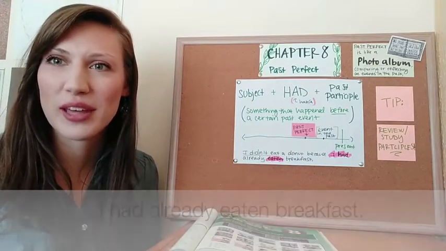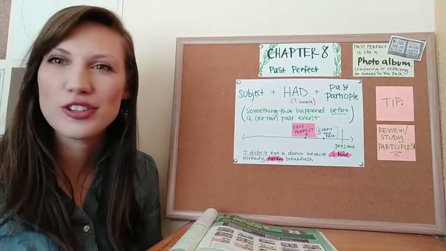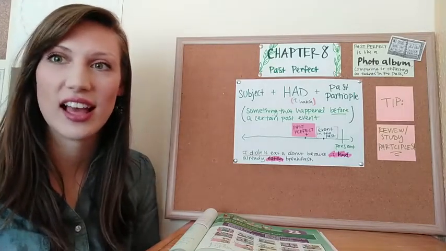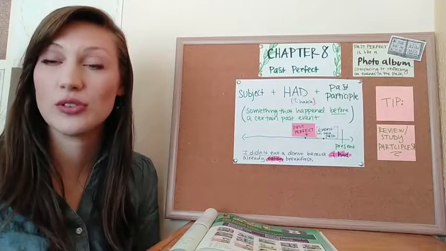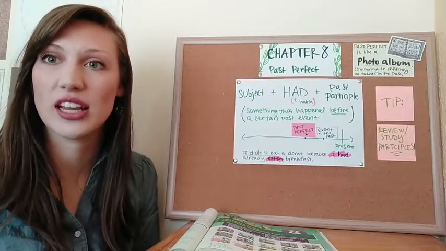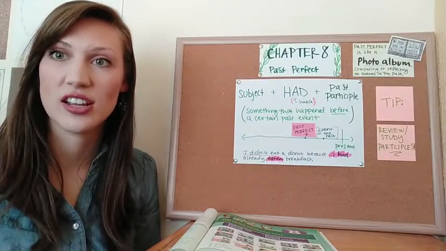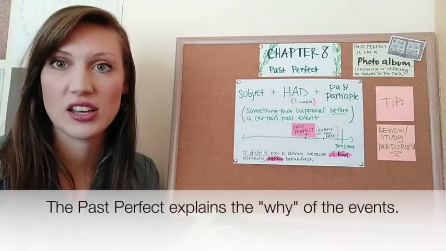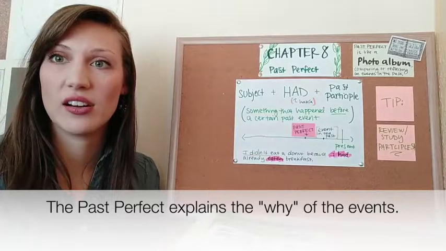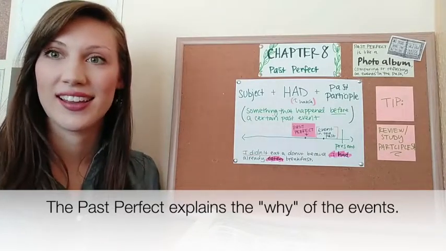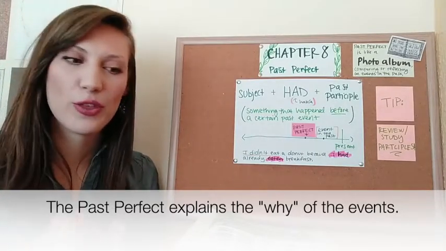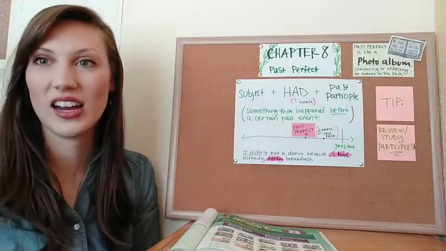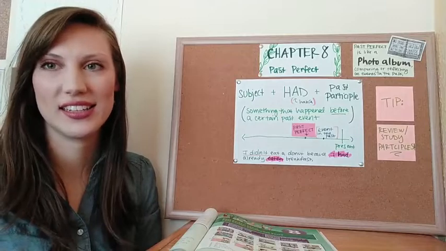So some of you might be asking, well, why don't you just say I had breakfast or I ate breakfast and then I didn't eat a donut? And you can say it that way. You can express that in English perfectly correctly. But notice that with past perfect, we actually explain why, because I explain how the first part is related to the second part, and it also explains why I didn't eat a donut.